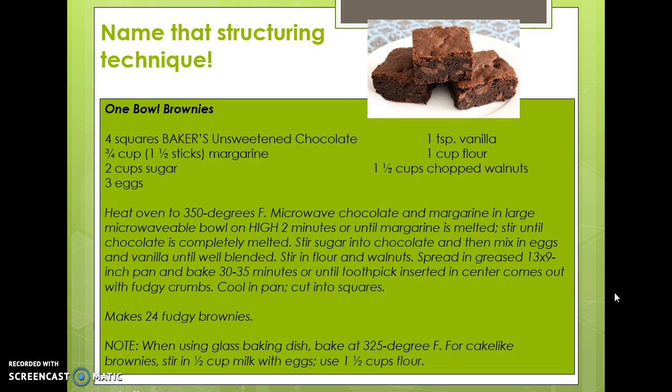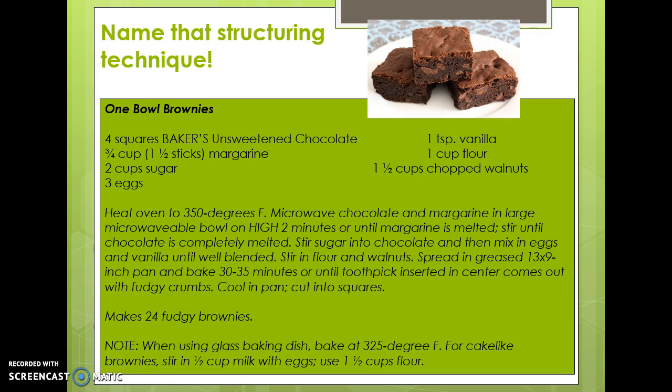Stir until chocolate is completely melted. Stir sugar into chocolate and then mix in eggs and vanilla until well blended. Stir in flour and walnuts. Spread in greased 13 by 9-inch pan and bake 30 to 35 minutes, or until toothpick inserted in center comes out with fudgy crumbs. Cool in pan, cut into squares, makes 24 fudgy brownies.